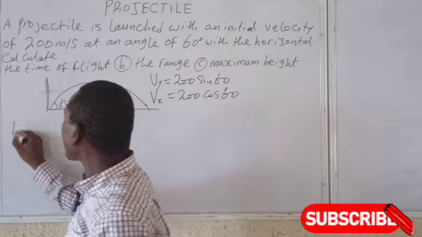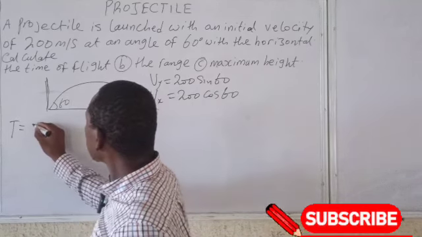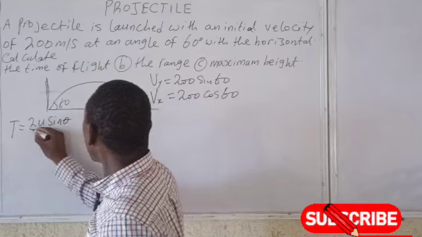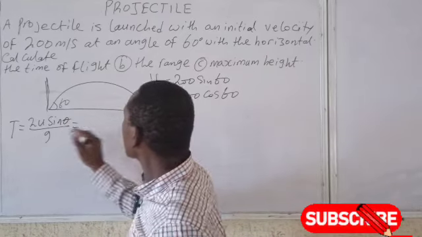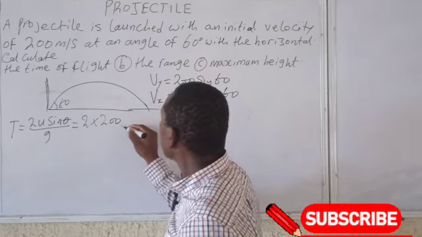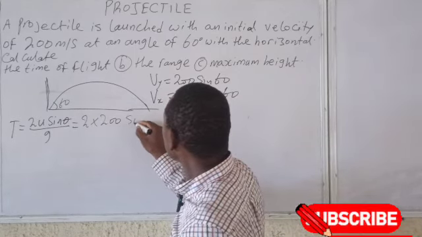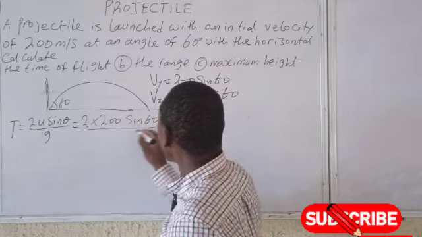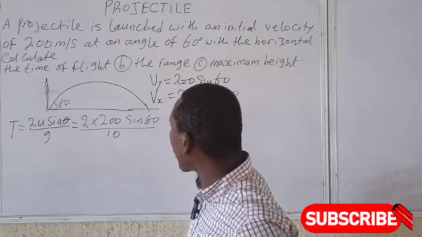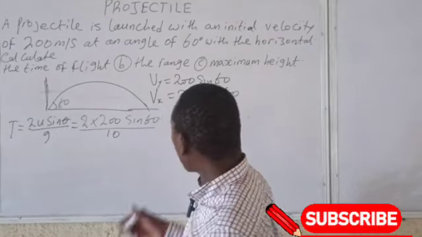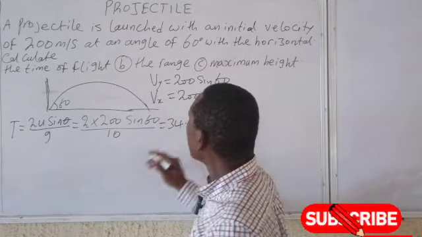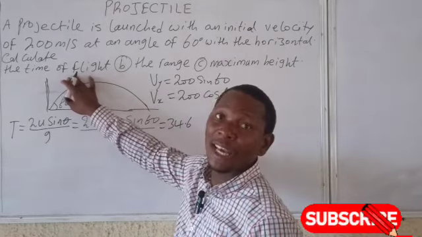Time of flight, you know that time of flight is equal to 2u sine theta all over g. So in this case, 2 times u. Initial velocity is 200. Then sine 60 all over g. G is gravity, right? Approximately 10. So if you do that, you get your answer. And your answer is 34.6.